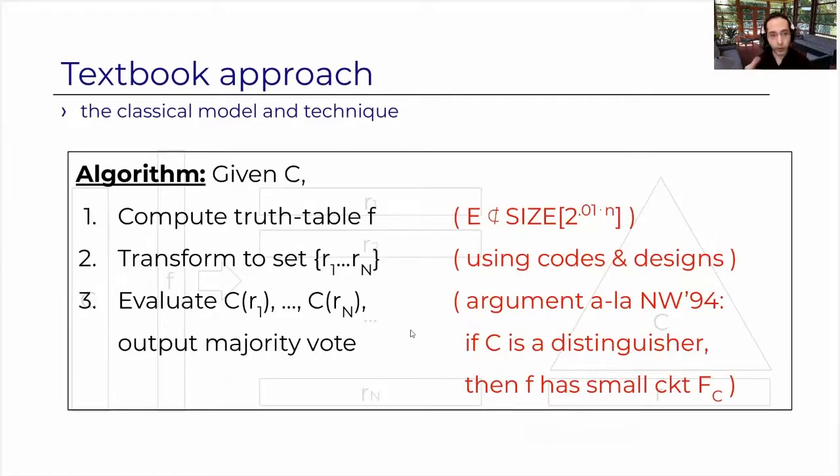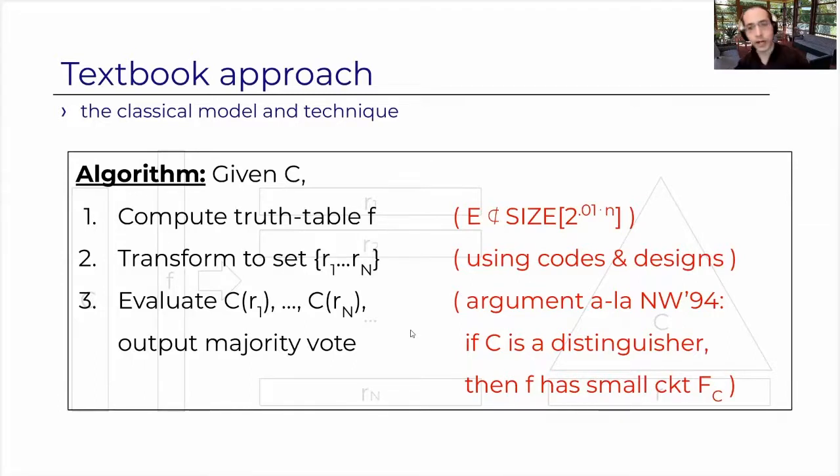So let's go into more detail. Given C, we compute the truth table F that is hard for circuits, for example, under hypothesis. We transform it to a set R1 up to Rn using codes and designs, etc. And we evaluate C on this set R1 up to Rn.